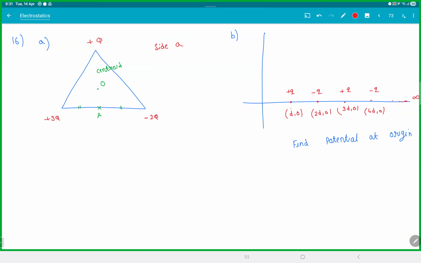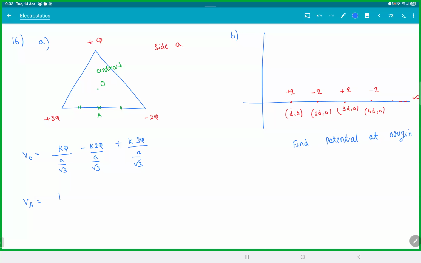So what about the first one? The potential at the center, VO, is KQ by distance, which is A by root 3, minus K2Q by A by root 3, plus K3Q by A by root 3. You just add it up, nothing else in that. And you're done.